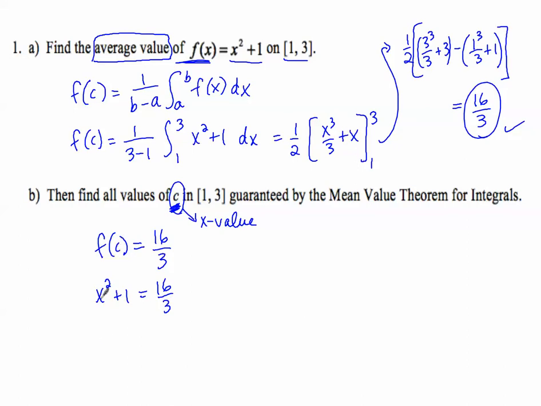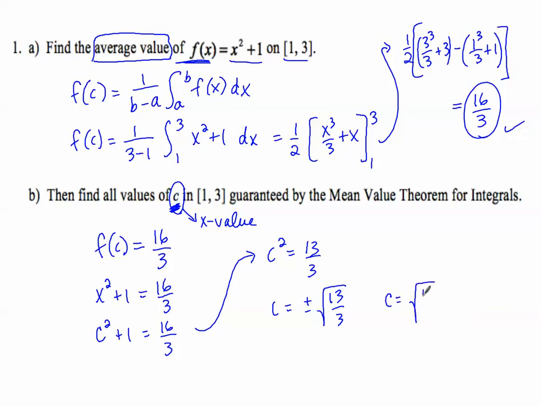Instead of x squared, because there's a c here, it probably makes more sense to write it as c squared plus 1 equals 16 thirds. And then we solve for that value. So subtracting 1, this looks like c squared equals 13 thirds. Take the square root, c equals plus or minus square root of 13 thirds, but on the interval 1 to 3, c is only the positive of that value. So that's the one that they're looking for.